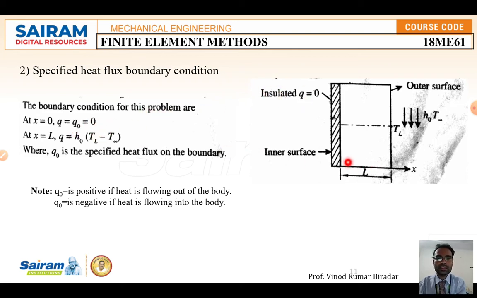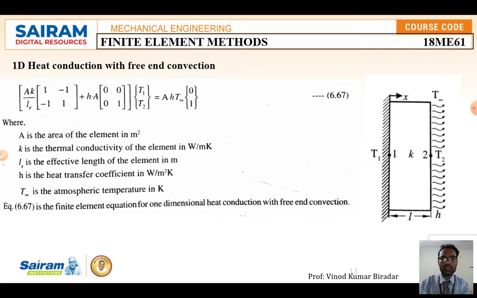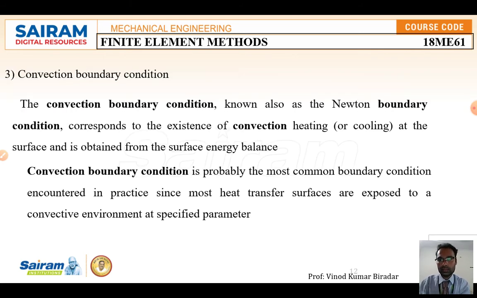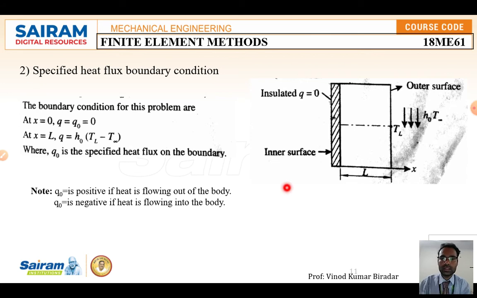At x is equal to L, Q is equal to h, T, that is the surface temperature minus the ambient temperature. That is the specified heat flux, where Q naught stands for the specified heat flux on the boundary. These two boundary conditions they must give in the specified heat flux case. Here Q naught is considered positive if the heat flows out of the body.